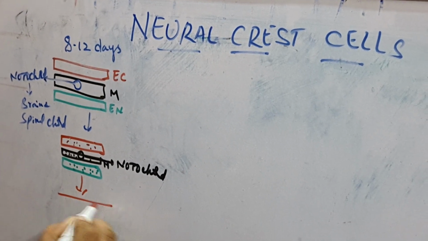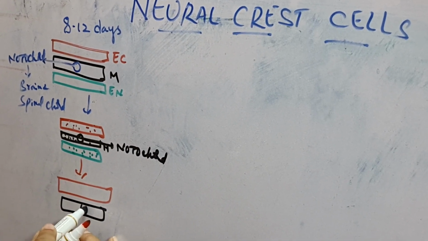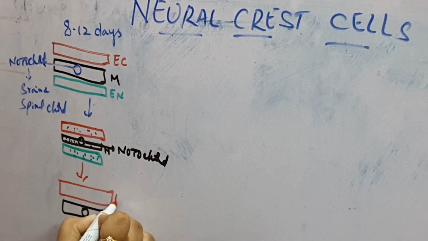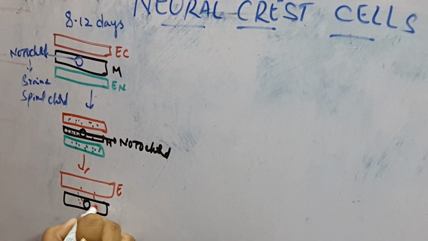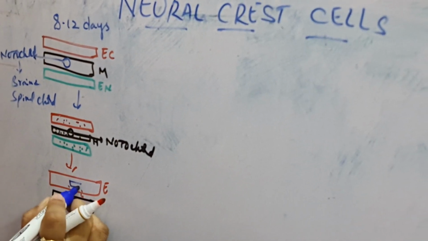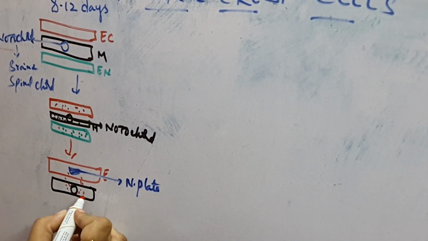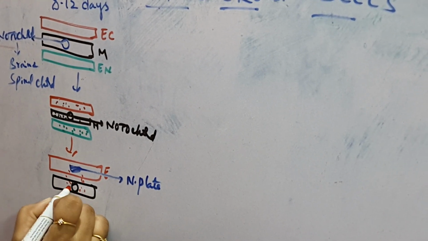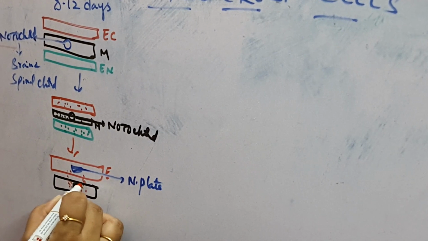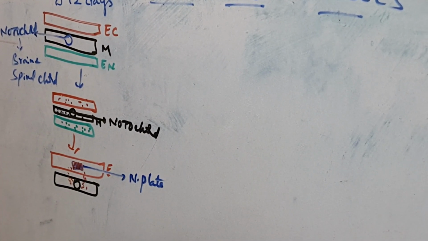The important function of the notochord present in the mesoderm is that it will influence the overlying ectoderm to form an important structure. That structure is called the neural plate. The notochord sends some messengers and influences the overlying ectoderm to form a specialized plate-like structure. This plate-like structure is called the neural plate.